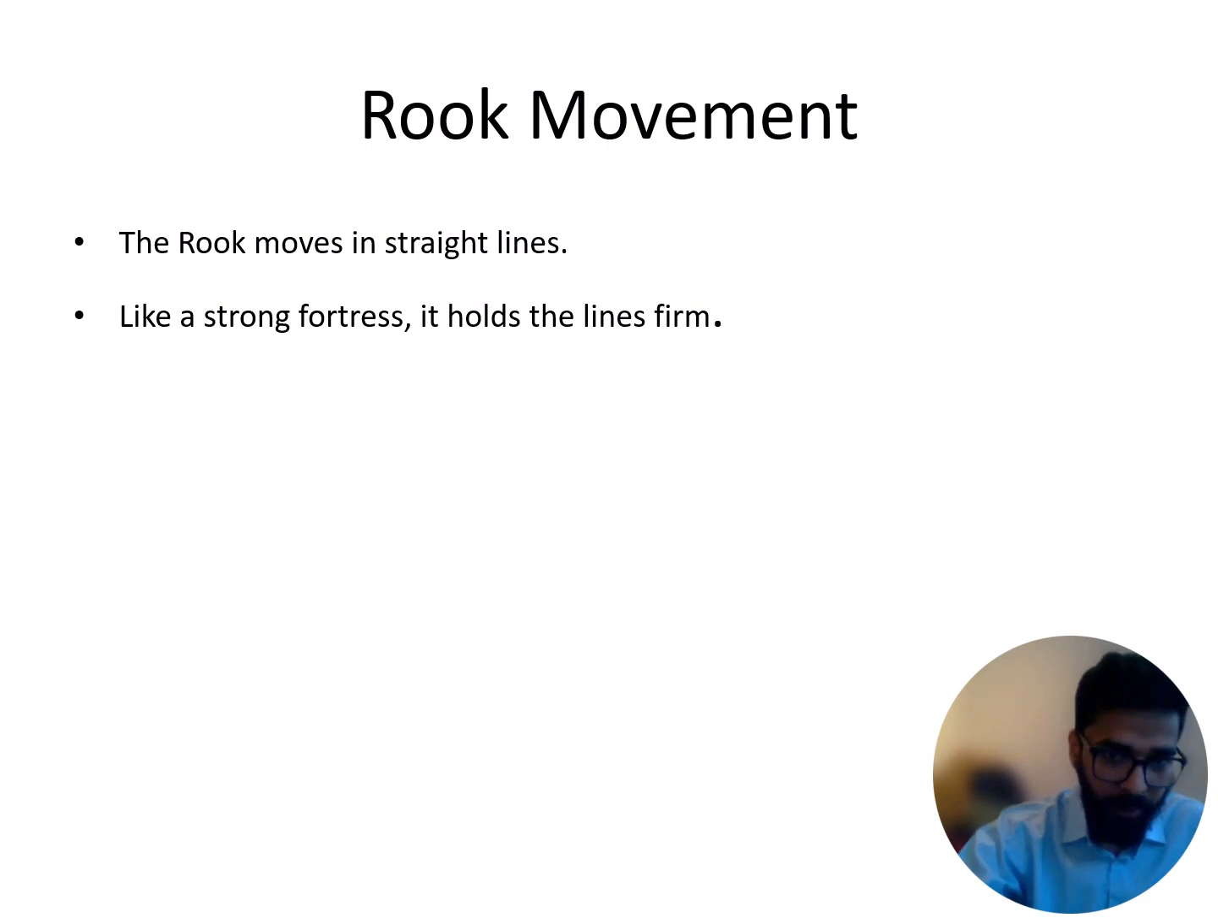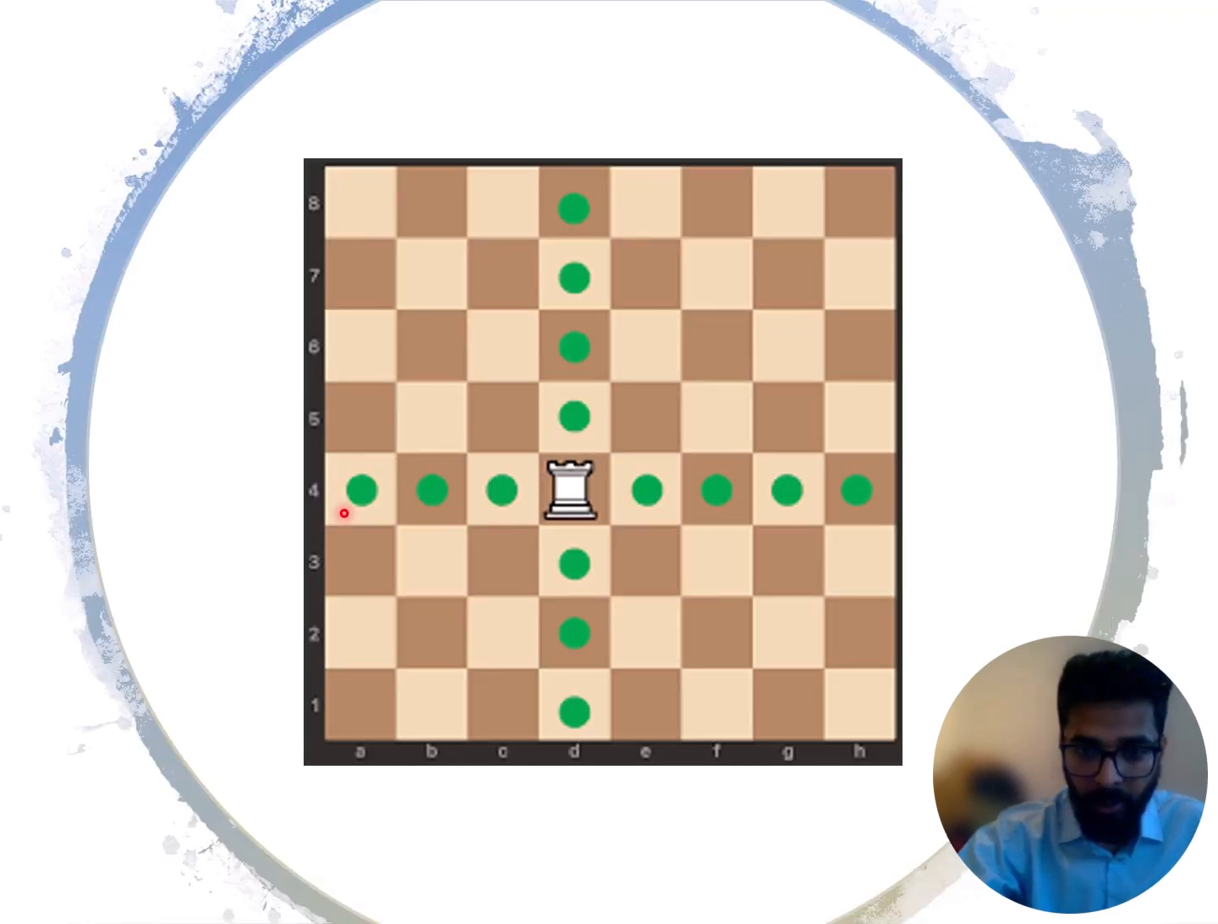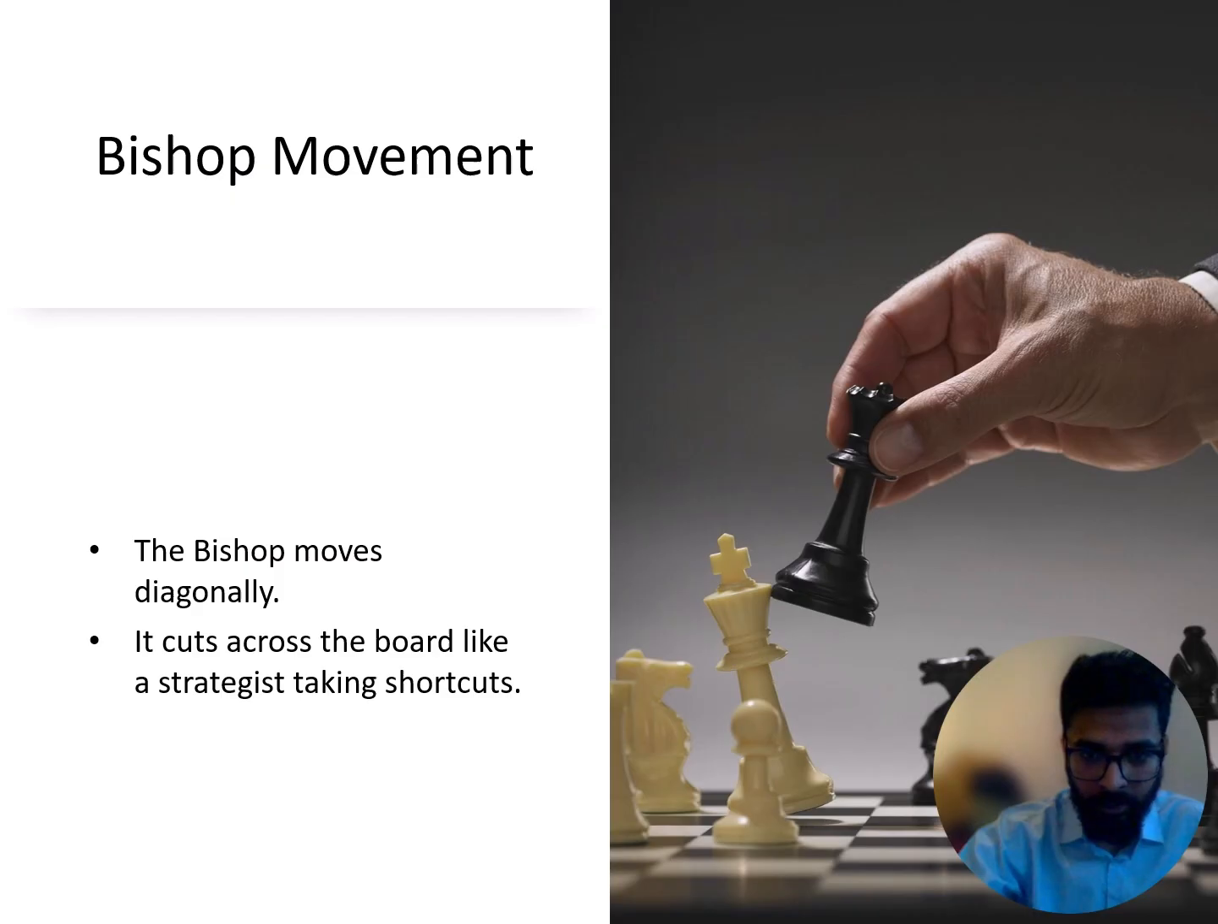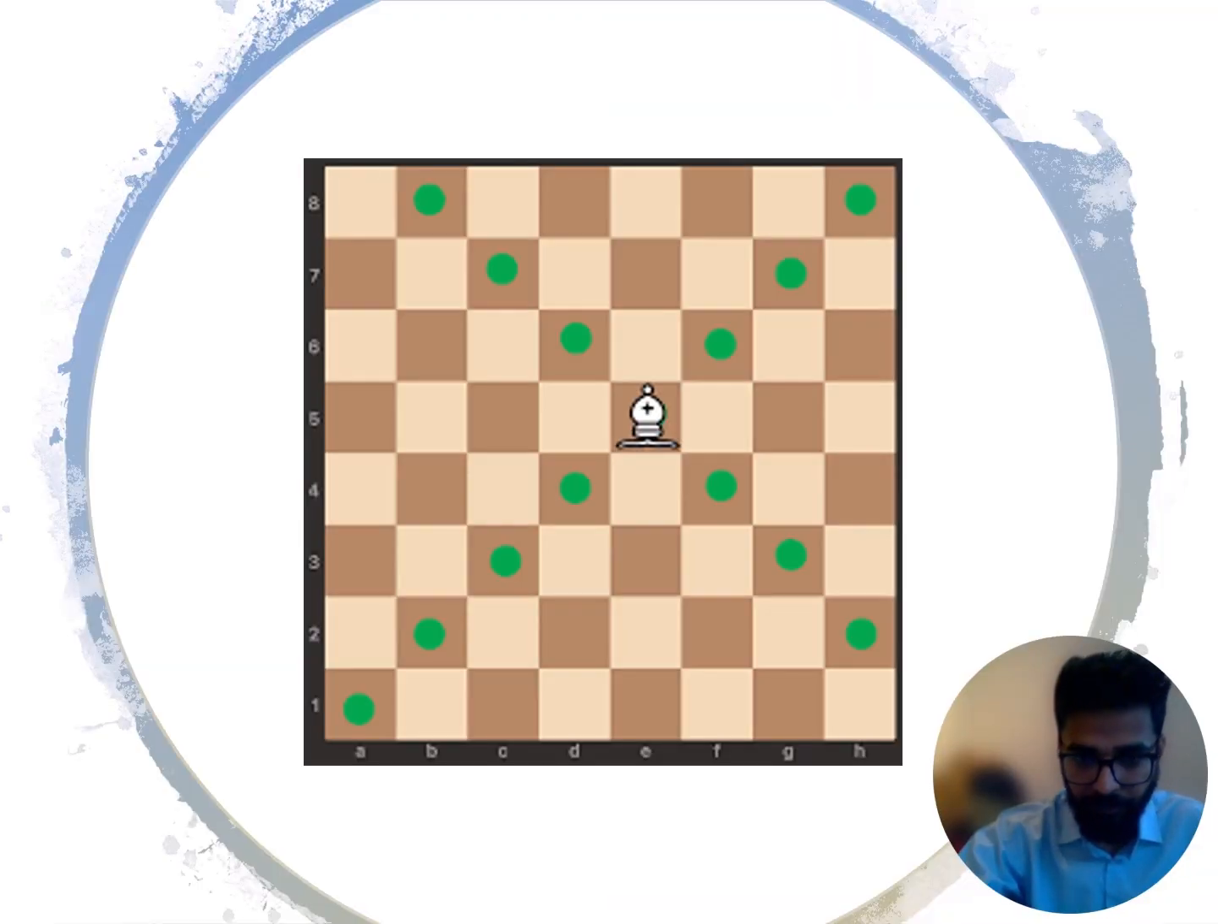Then there is the rook movement. Rook moves horizontally and vertically, like a fortress. Sorry, vertically and horizontally, and it covers 14 squares at a time if it is not blocked by another piece. So then there is the bishop. It cuts diagonally, like I will show you how.